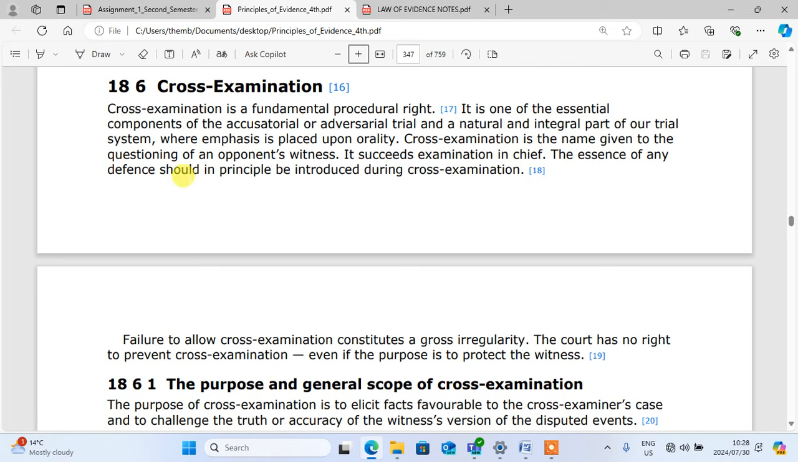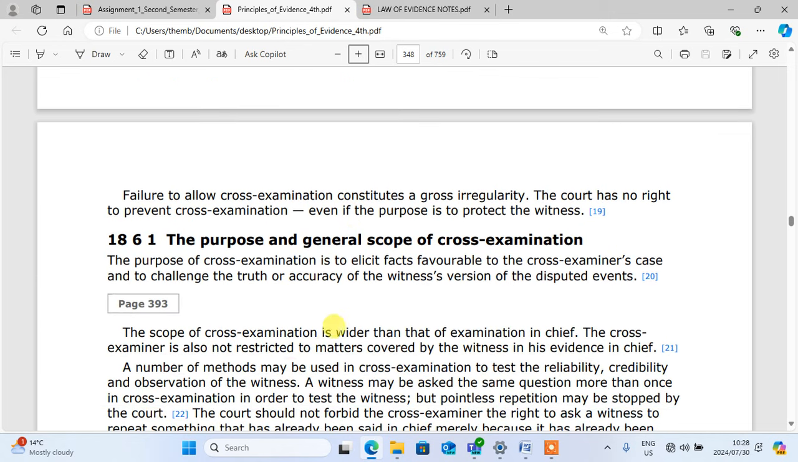The essence of any defense should, in principle, be introduced during cross-examination. Now, failure to allow cross-examination constitutes a gross irregularity. The court has no right to prevent cross-examination, even if the purpose is to protect the witness. What is the purpose of cross-examination? The purpose of cross-examination is to elicit facts favorable to the cross-examiner's case and to challenge the truth or accuracy of the witness' version of the disputed events. The scope of the cross-examination is wider than that of examination in chief. The cross-examiner is also not restricted to matters covered by the witness.